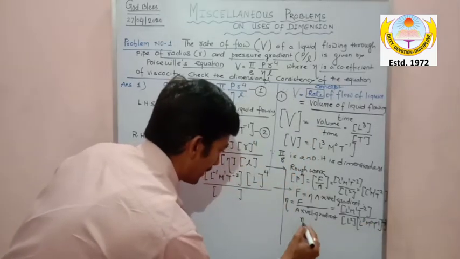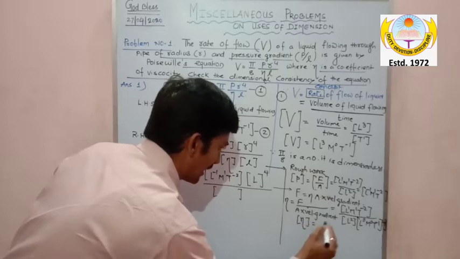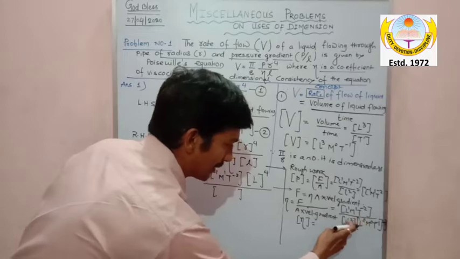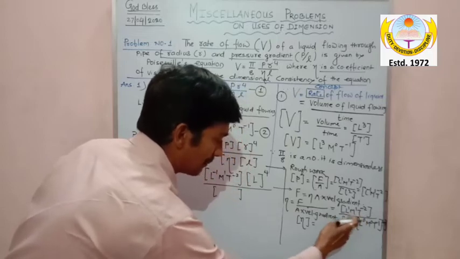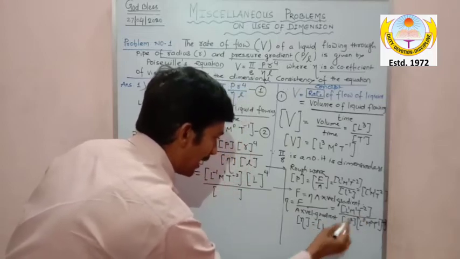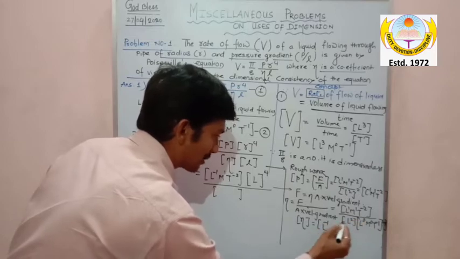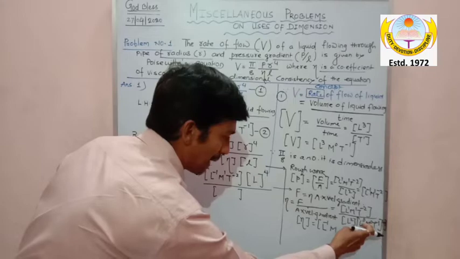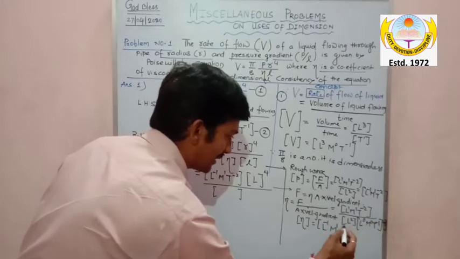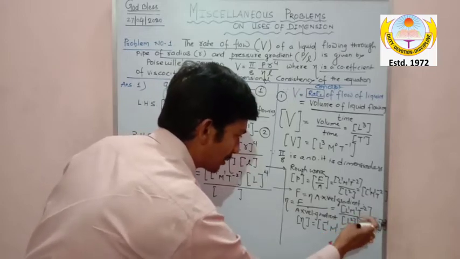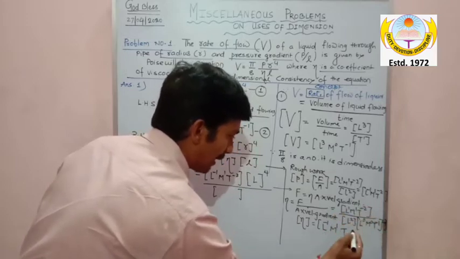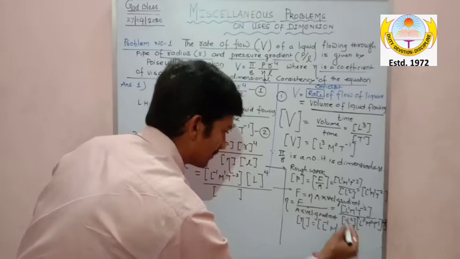So now what is the dimension for eta? Calculate here. This is L power 1, this is L power 2, and this is L power 0. In the denominator it is L power 2 only. So the final answer for L is L power minus 1. For M, M power 1 stays as it is. For T, it is T power minus 2, and the minus 1 goes up and becomes plus 1, so the answer is minus 1.